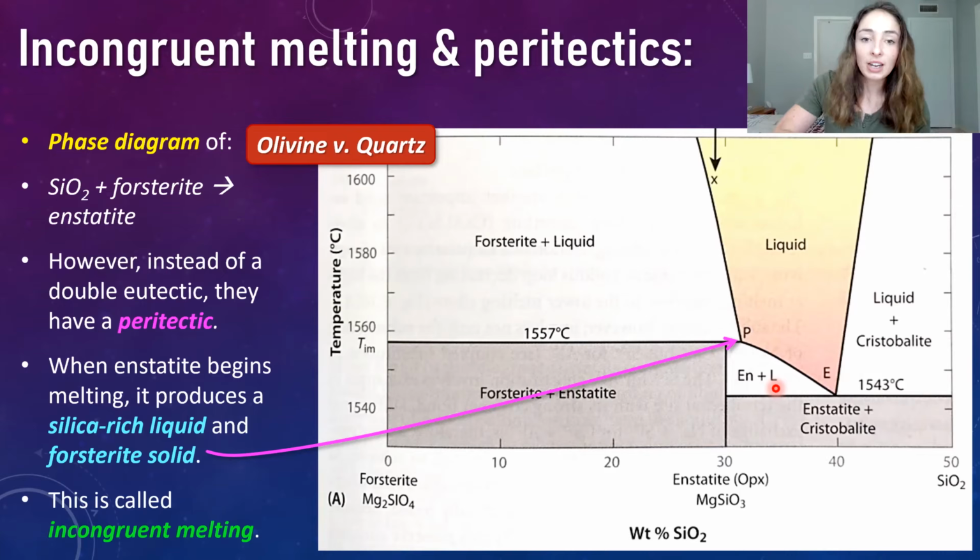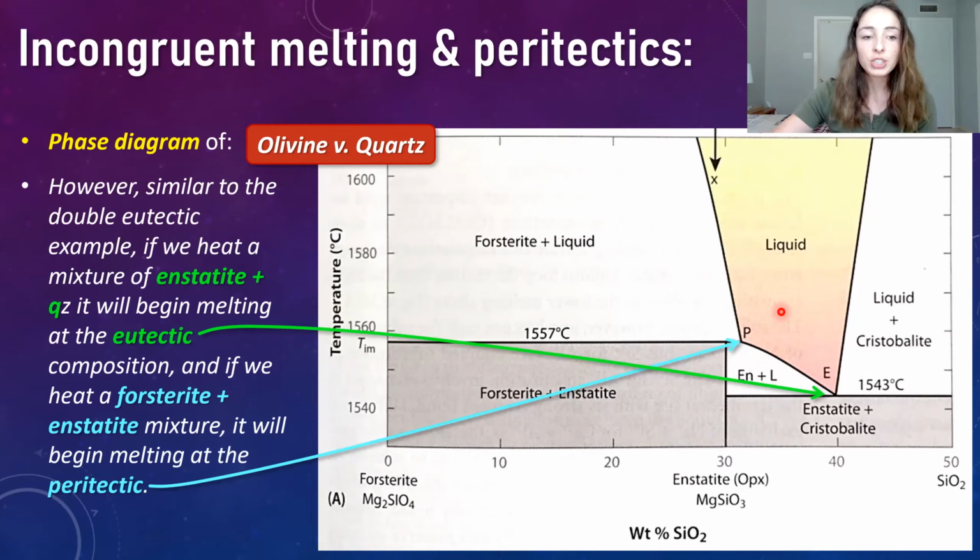Let me just side note here, albite melts to produce an albite liquid. That is called congruent melting, which is why on the previous diagram they had two pretty symmetrical eutectics. However, here, the in-between mineral, enstatite in this case, does not congruently melt. It incongruently melts to produce a silica-rich liquid and a forsterite solid. Because of this, the diagram is skewed and there's a peritectic instead of a second eutectic.